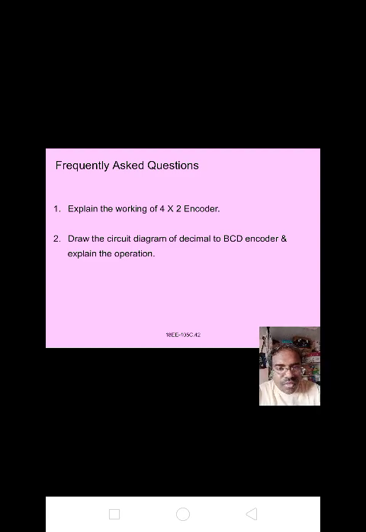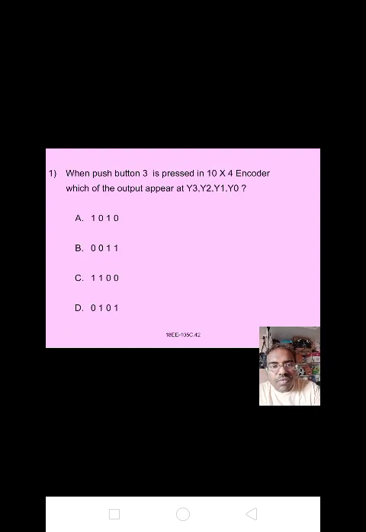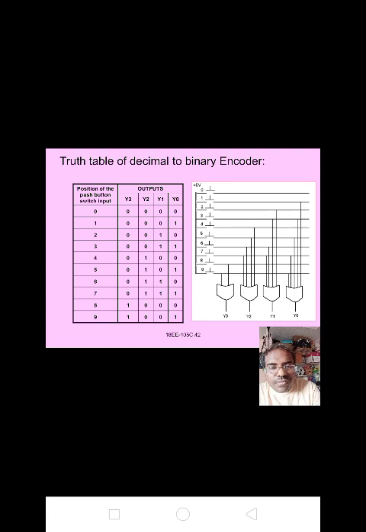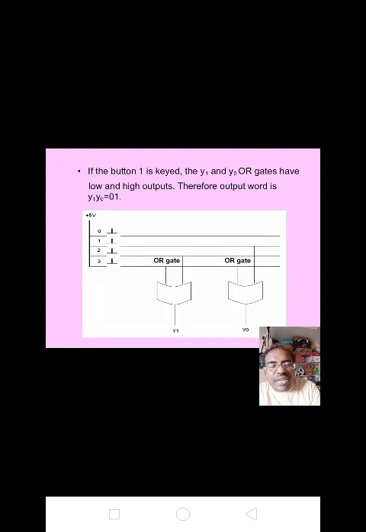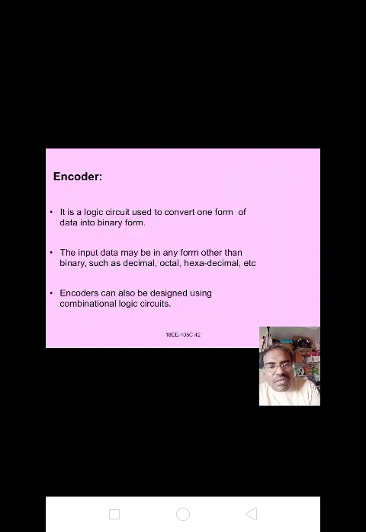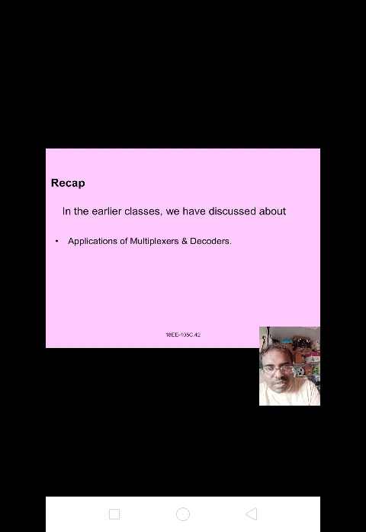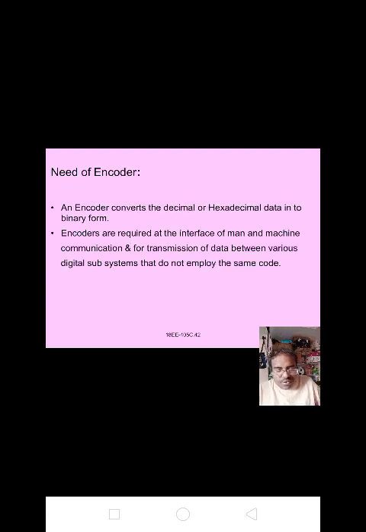Okay, once again, please have a glance at the encoder. It is a 5 marks question. It is given in your examination many times. Okay, need for encoder, most important question. It is a 3 marks question.